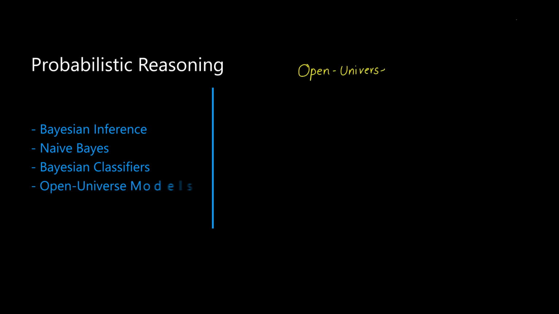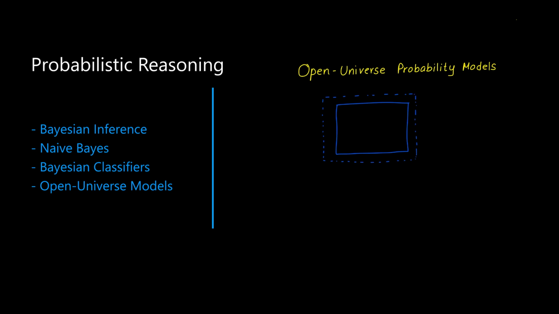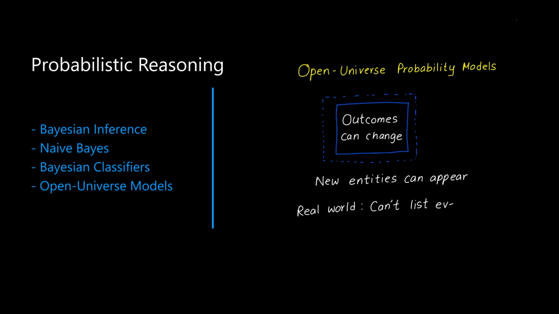Open universe probability models handle situations where the set of possible outcomes can change. Standard probability assumes you know all possibilities. Open universe models don't. New entities can appear. This matters for real-world AI where you can't enumerate everything in advance.